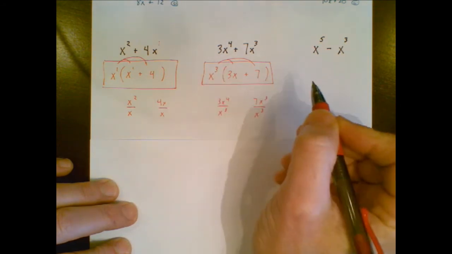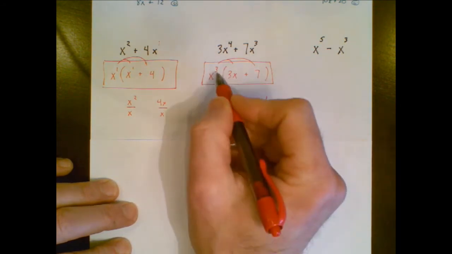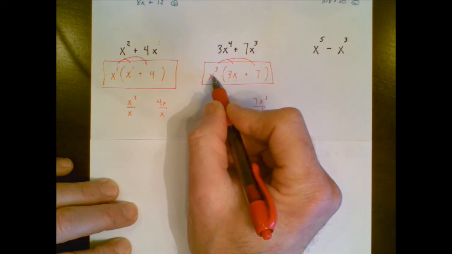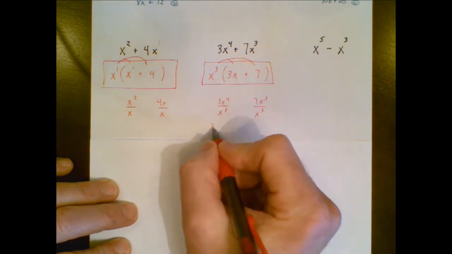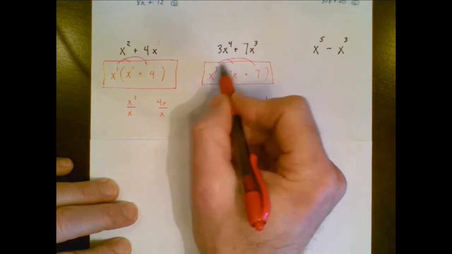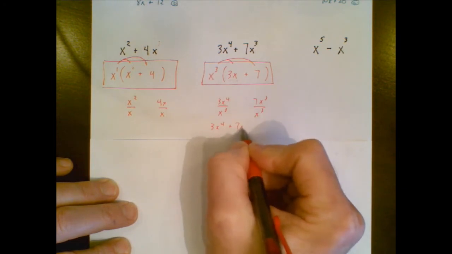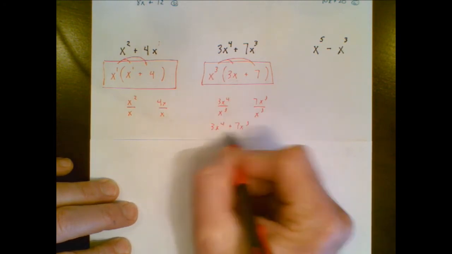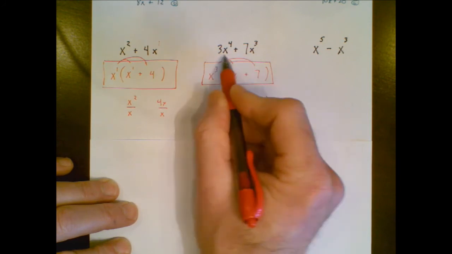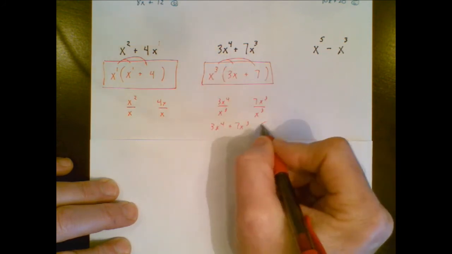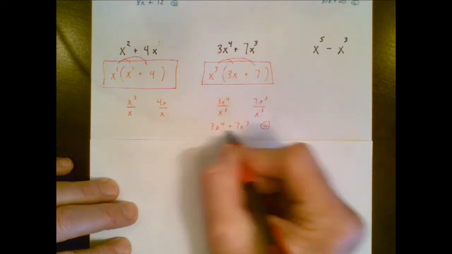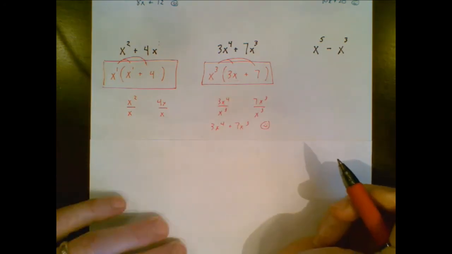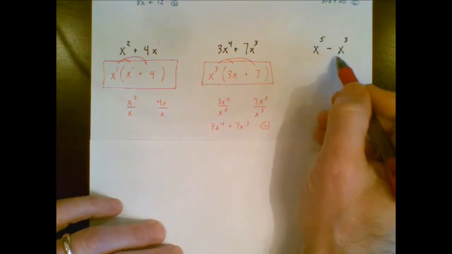Here's my final answer, but I know that's also correct because if I go ahead and just distribute out, this distribution confirms that I'm back at my original problem, and that makes me happy because it tells me my factoring is right.